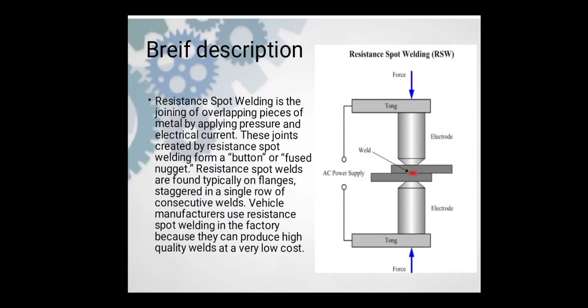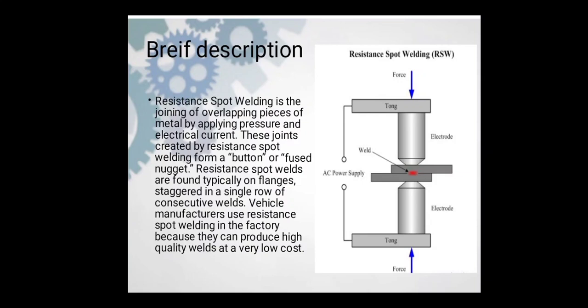In the diagram you can see the production of resistance spot welding. That beam-like structure is known as an electrode. The red dot indicates the spot of welding. It works on an AC power supply, and the force can be applied by the tongs.